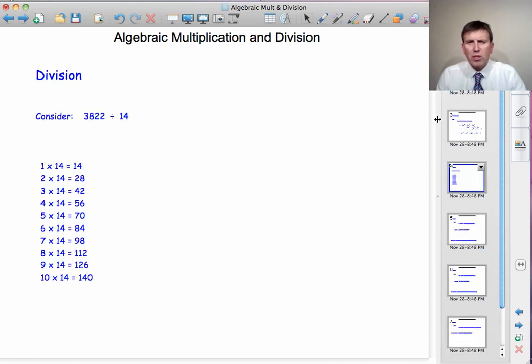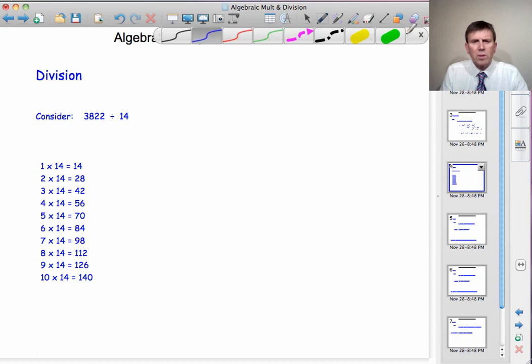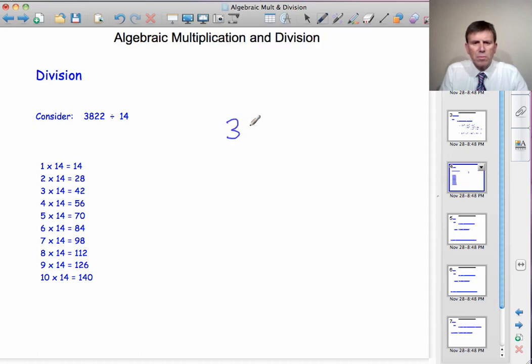The algebraic division algorithm is based very much on the division algorithm we use for everyday numbers. So let's have a look at an example using everyday numbers first. Let's suppose that I want to divide 3,822 by 14.